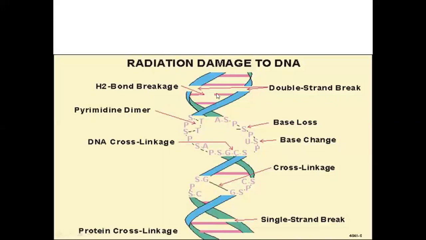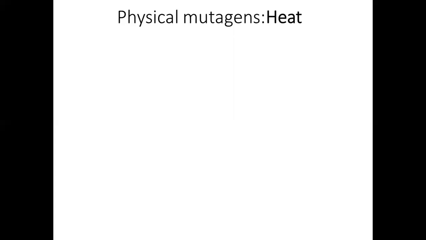There could be hydrogen bond breakage among the bases. It can also cause double strand breaking of the DNA, or even single strand breaking. We also mentioned that there could be a link between DNA and protein, so we have protein cross linkage as well. So these are the physical mutagens of radiation.